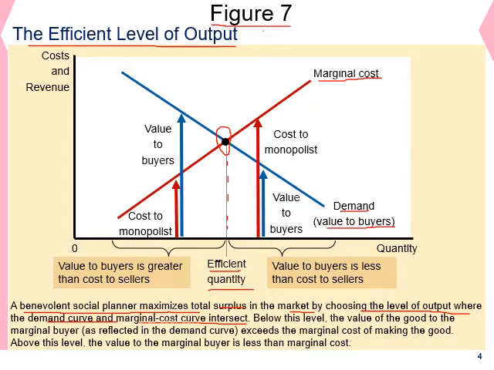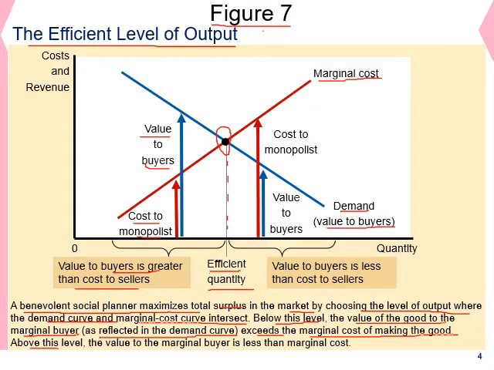Below this level, the value of the good to the marginal buyer, as reflected by the demand curve, exceeds the marginal cost of making that good. So you can see that below that efficient quantity, the value to the buyer up to here is greater than the cost to the monopoly up to here. So the value to the buyer is greater than the cost to the seller.